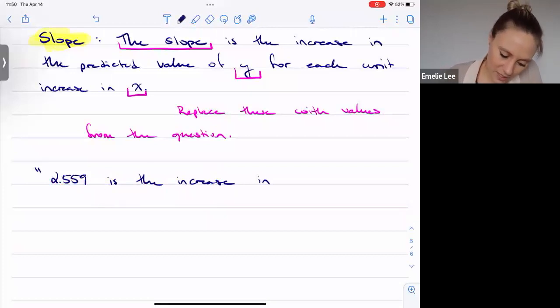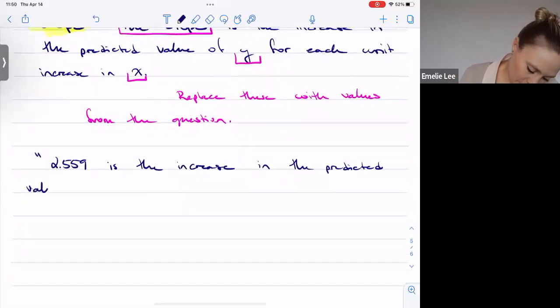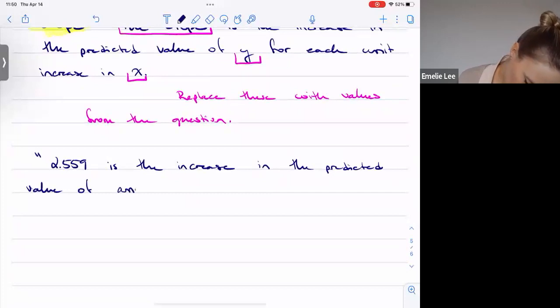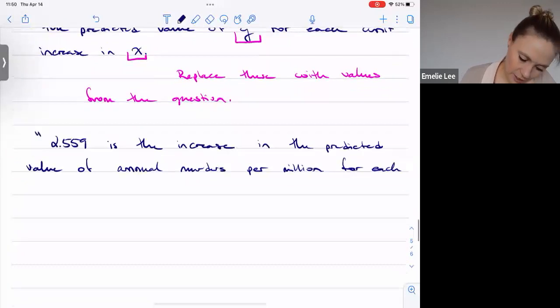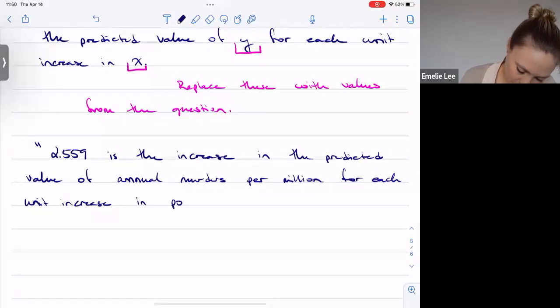2.559 is the increase in the predicted value of annual murders per million for each unit increase in percent in poverty.